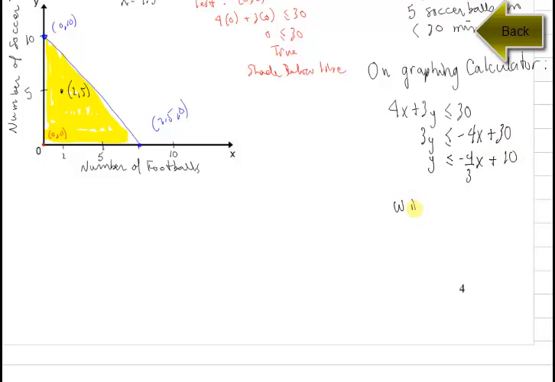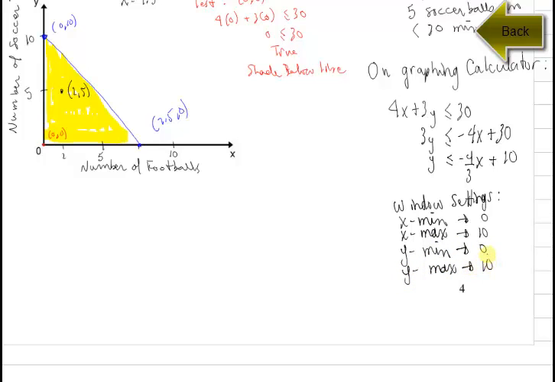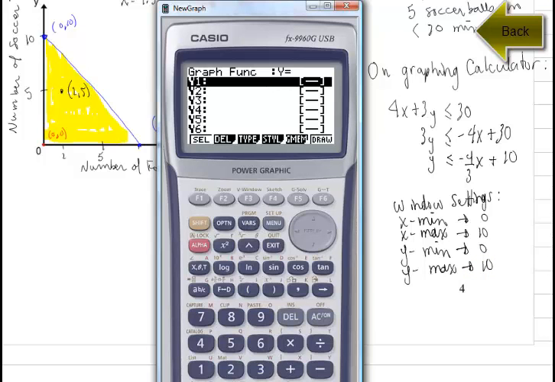We will need to set our window settings. So my x min, I put in at 0, my x max at 10, my y min at 0, and my y max at 10. Okay, and I've already put that into my calculator. So I'm ready to put my inequality in.